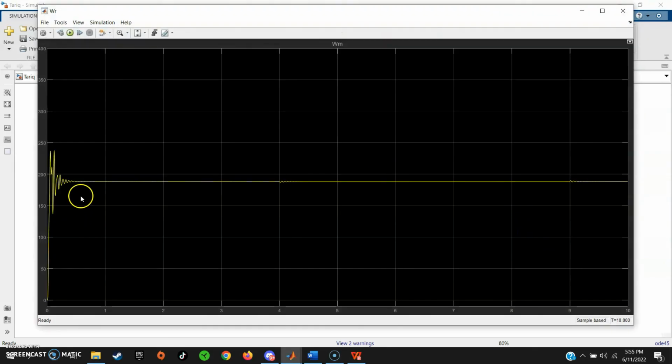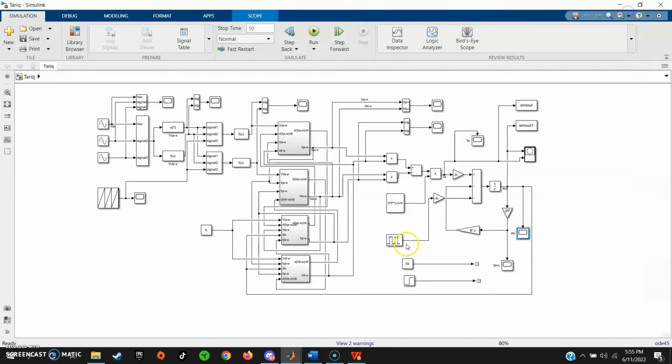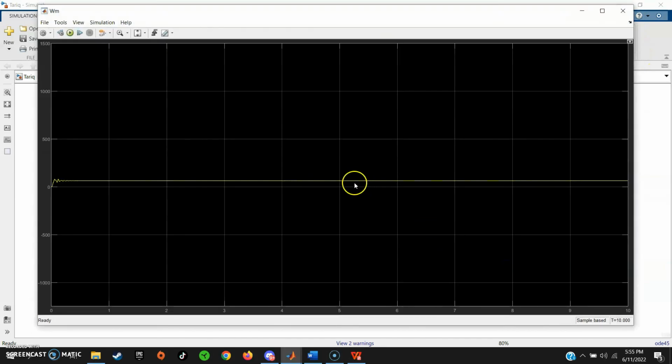This is the rotor frequency versus time graph. It also maintains until 10 seconds. And this one is the rotor speed versus time graph. We can see the graph is a little bit increasing and drops, and it still maintains until 10 seconds.